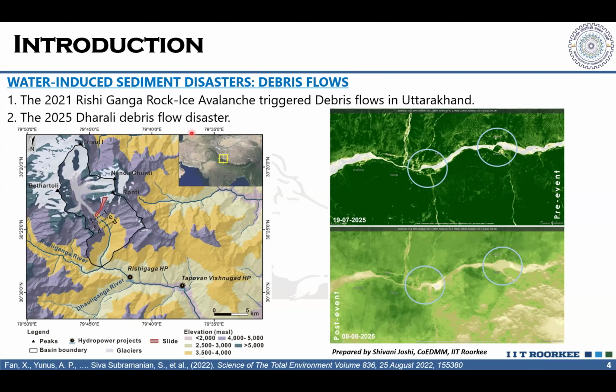Though it is a debris flow that originated from a cold region, the impact was in the downstream reaches, where the impact of the sediments has actually caused the damage. Similarly, last year, August 2025, the Darali and Harsil debris flows happened in a catchment in the basin of the Bhagirathi river, close to Uttarkashi district. So those are also sediment-related disasters.